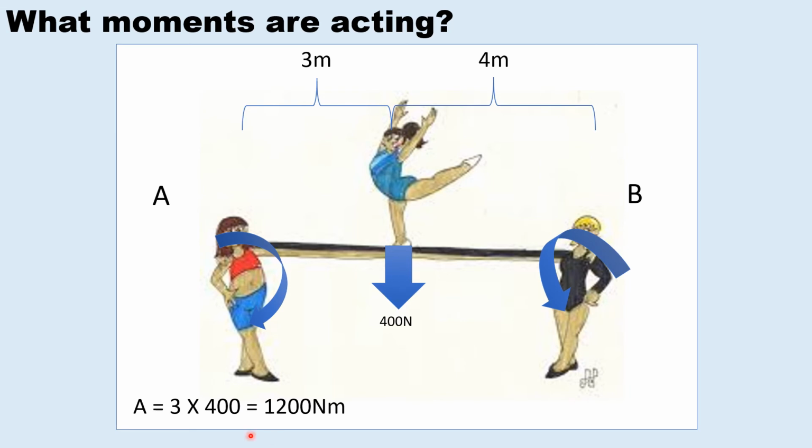That one is 3 times 400, which is 1200 Newton meters. And then this one is 4 times 400, which is 1600 Newton meters. So that is not in balance, that is not in equilibrium.